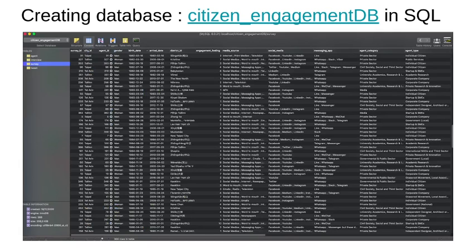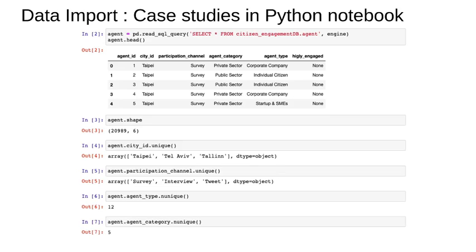So I created the database called Citizen Engagement DB in SQL, where you can see all the information related to all my data collection sources. And then I imported this data into my Python notebook to be able to make some calculations.